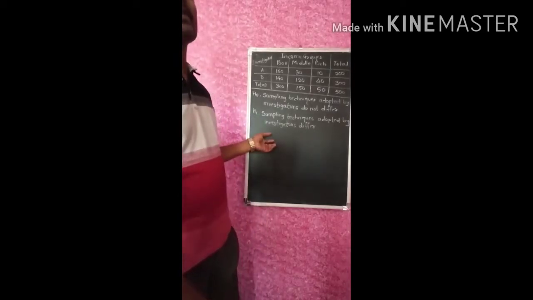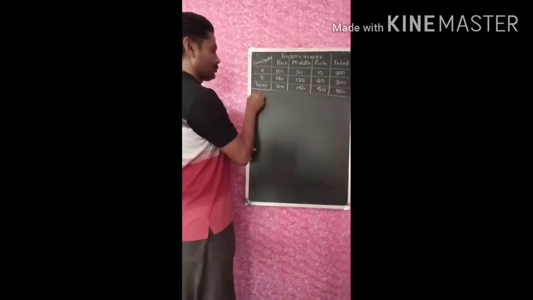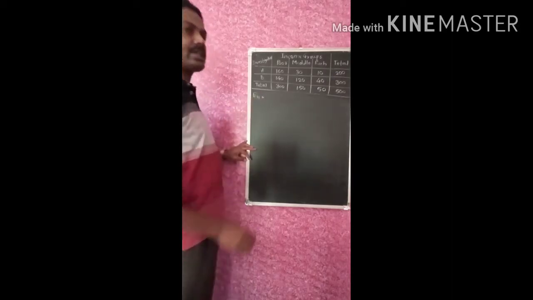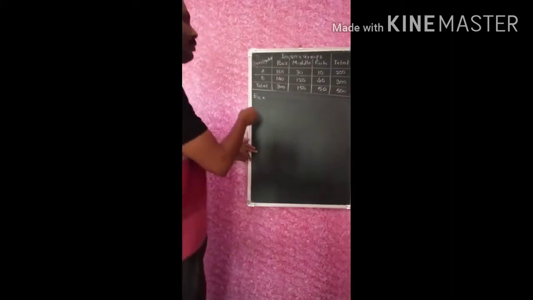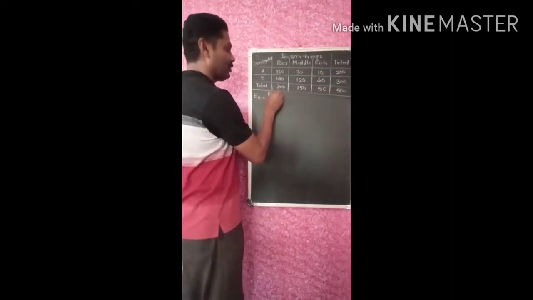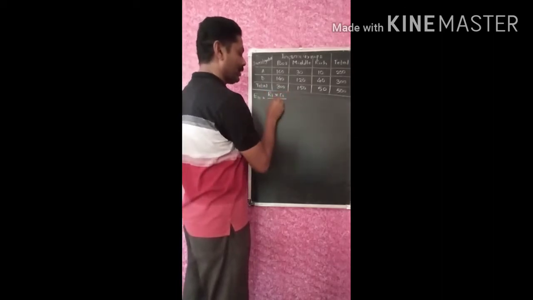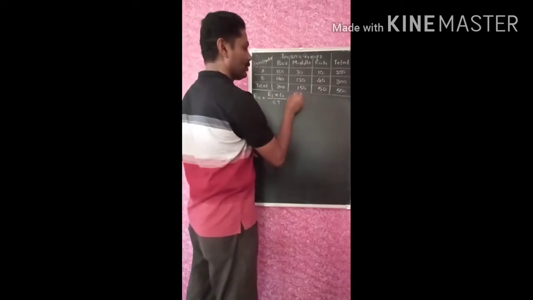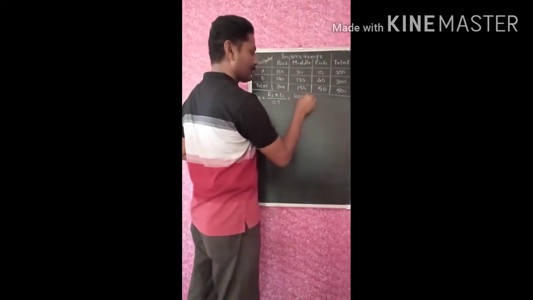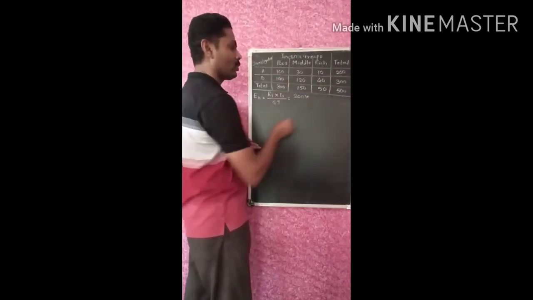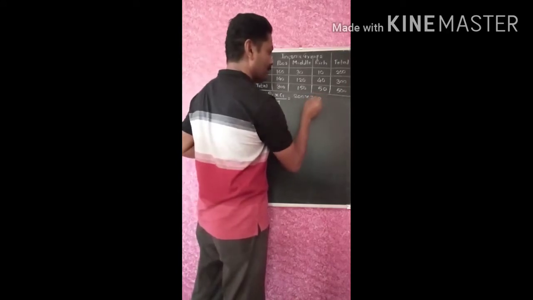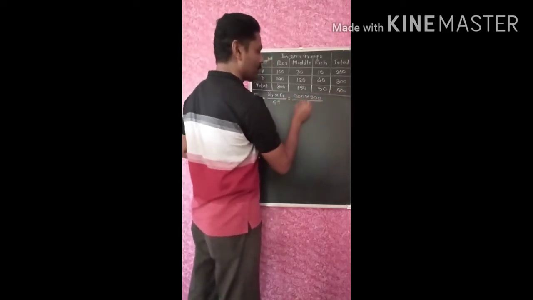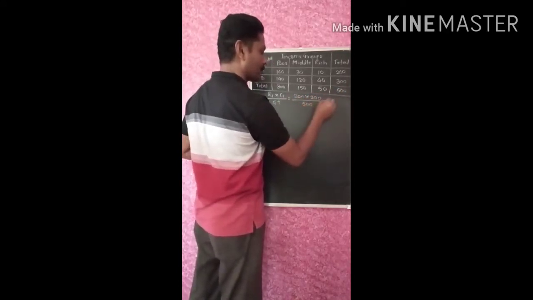Now let us calculate the expected frequencies. E11, it is first expected frequency. For finding E11 we have formula R1 into C1 divided by grand total. R1 stands for first row total, it is 200. C1 stands for first column total, 300, divided by grand total, it is final total, 500.